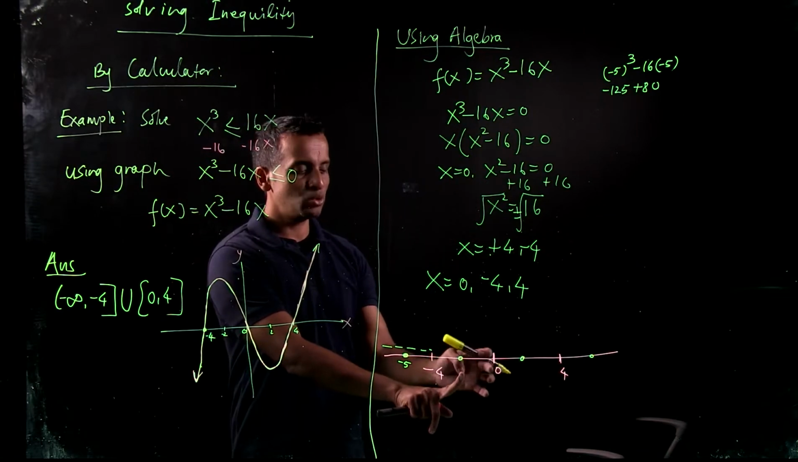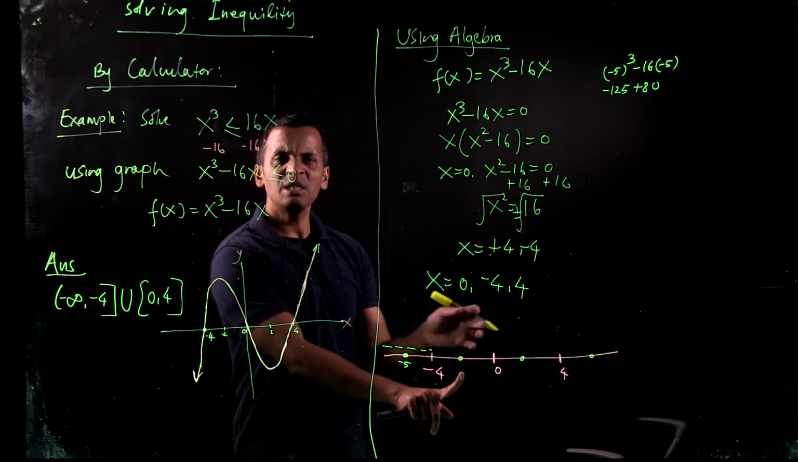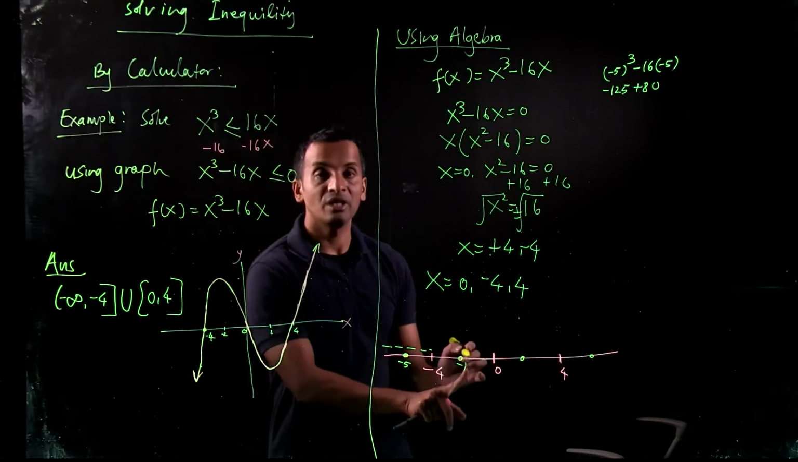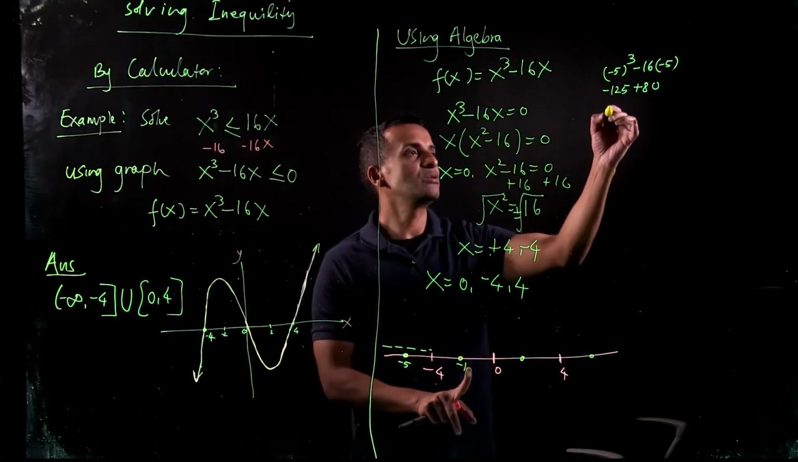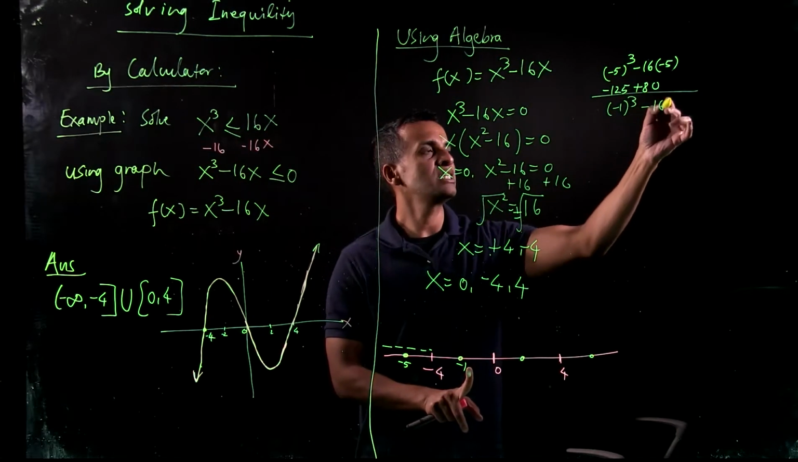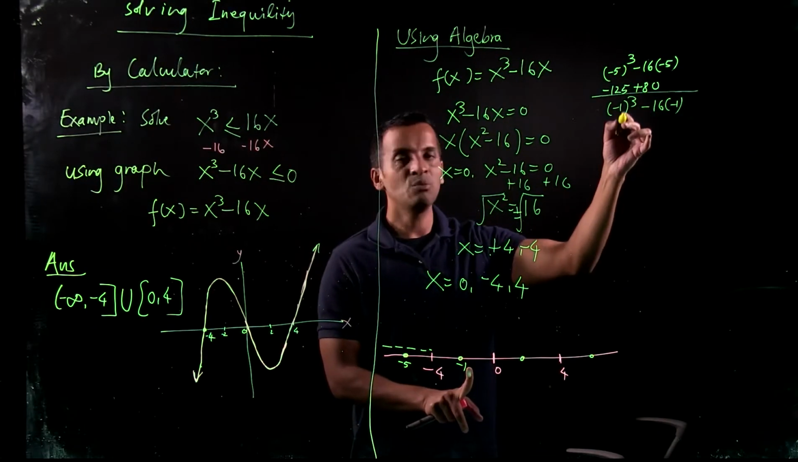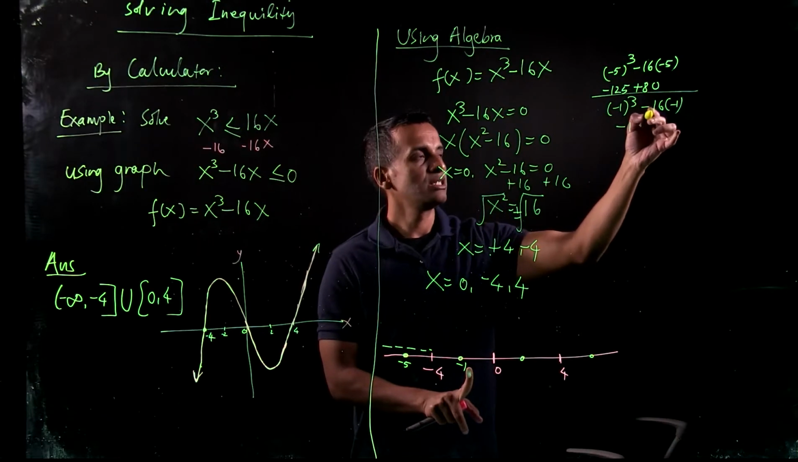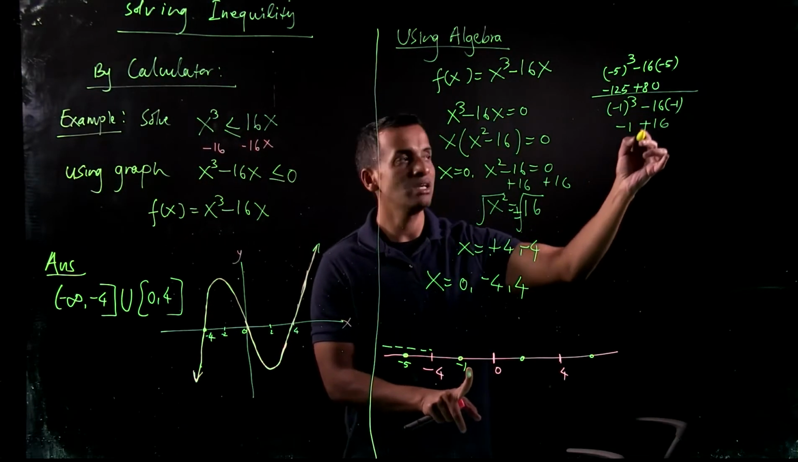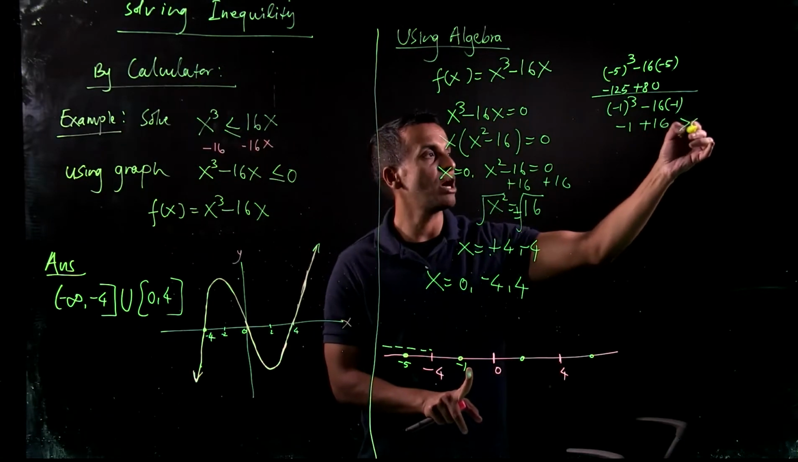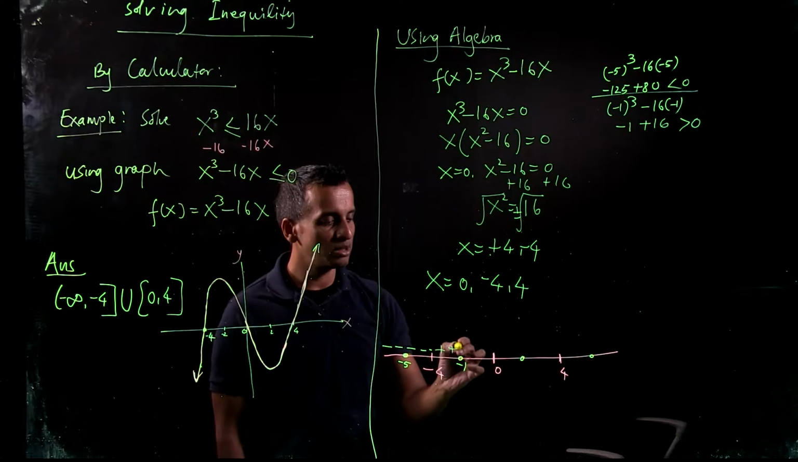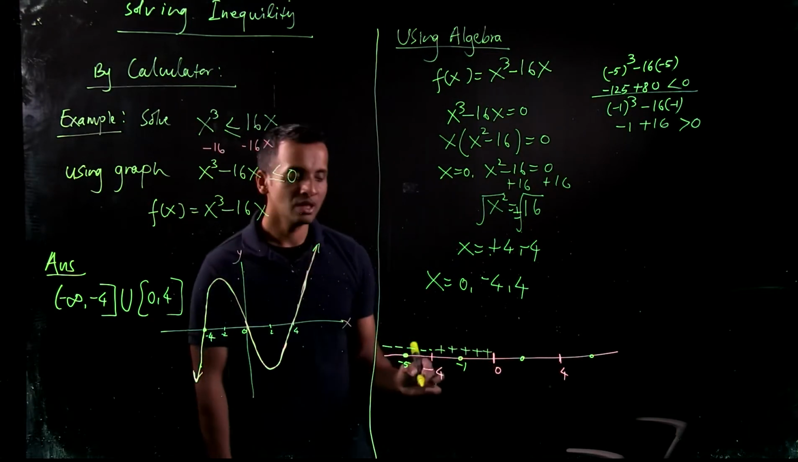Now let's pick a point between 0 and -4. Let's pick -1. So pick -1 as a test point there and plug it in here. So you get -1 cubed minus 16 times -1. What do you get? -1 cubed is -1. -16 times -1 will be positive 16, right? So it will be 15. So it is positive. This was negative, it is positive, means you fill with a plus sign.